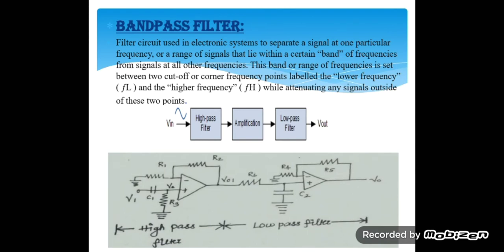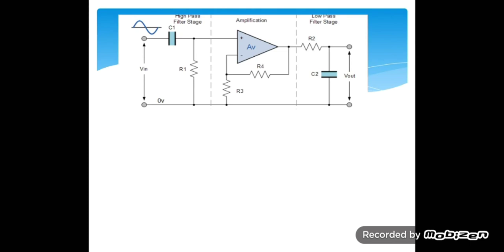So here in this diagram I have drawn, it is clearly understandable that it is the combination of a high and low pass filter. This diagram can also be drawn in this form.